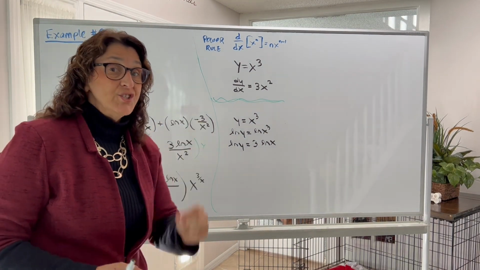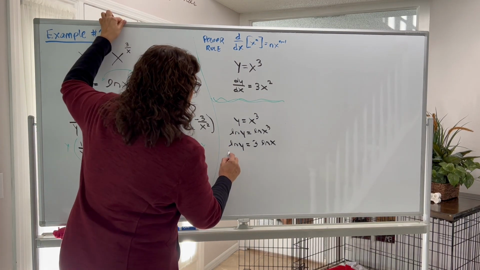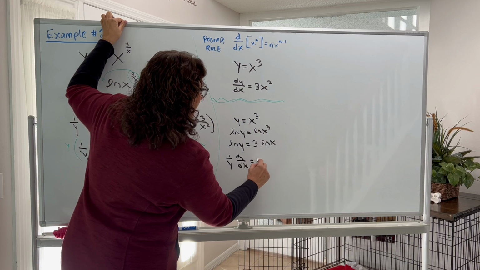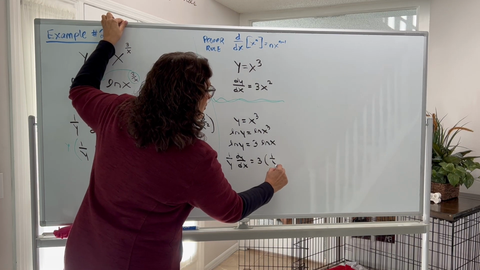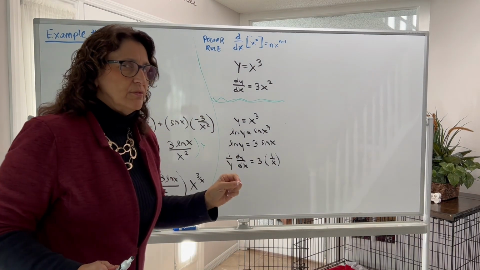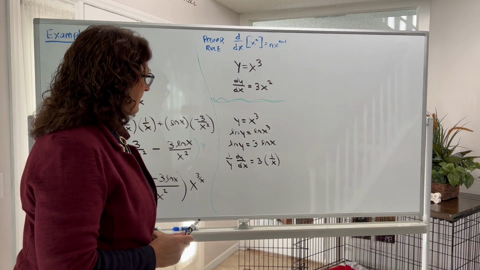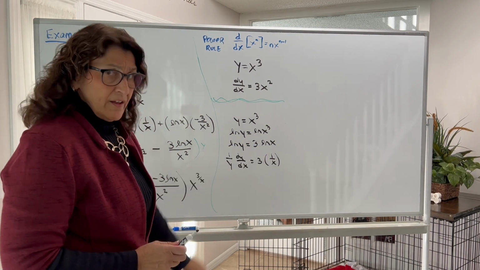All right, differentiate both sides. Your left-hand side will always be 1 over y dy dx, and your right-hand side is going to be 3 times 1 over x. We don't need the product rule here. We just have to differentiate both sides, and then we want to solve for dy dx.